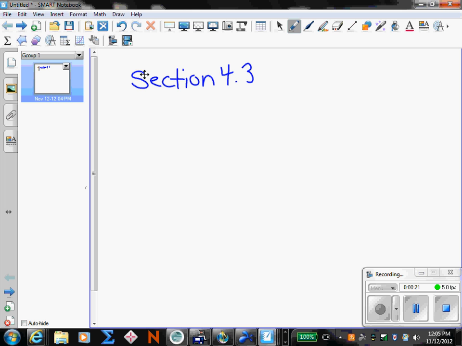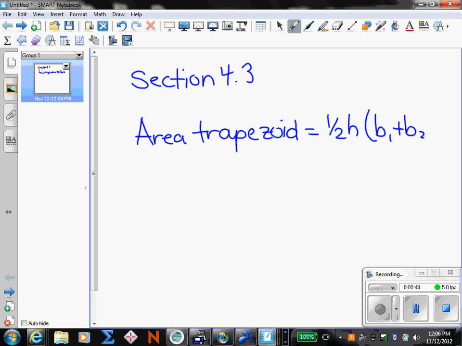Okay, so you need to remember what the areas of certain figures are. The area of a rectangle, which we talked about yesterday, was base times height. The area of a triangle is 1/2 the base times the height. And the area of a trapezoid might be the one that you don't remember. It equals 1/2 the height, base 1 plus base 2. Remember, the bases of your trapezoid are the parallel sides.